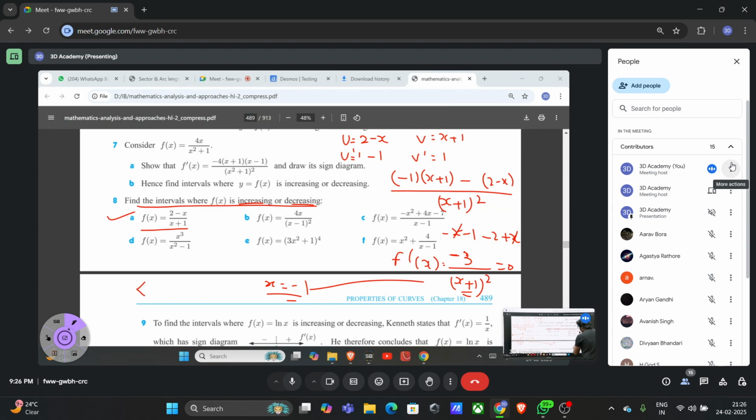So when I draw the sign diagram, I will plot -1 point here, correct? And for any value less than -1, function is decreasing only. And for any value above it, it is still what? Decreasing only. So ये पूरा का पूरा फंक्शन ही क्या है? डिक्रीजिंग है. हाउ मेनी ऑफ यू अंडरस्टैंडिंग इट? प्लीज रेज योर हैंड्स गाइज.